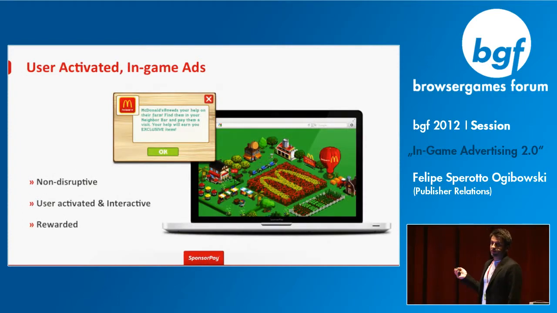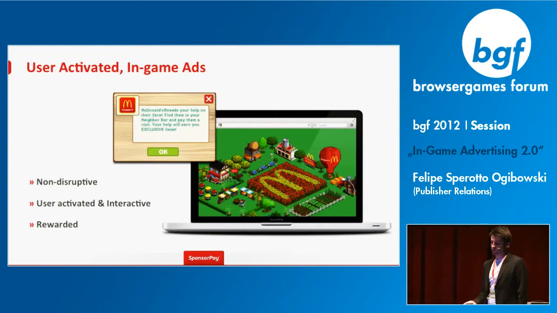I don't know if you all know this case, it was pretty famous in the US. McDonald's partnered with Farmville, and when you're playing Farmville, you can help your neighbors on their farms. What McDonald's did, they created a farm with Zynga, and users could help out with crops and so on. And the difference with this was that the user didn't see anything except for a little banner asking them if they would like to help McDonald's. It's really non-disruptive, so it's not there all the time. It's something that's related to the game.